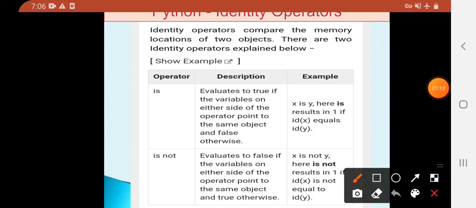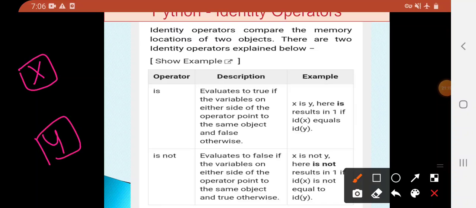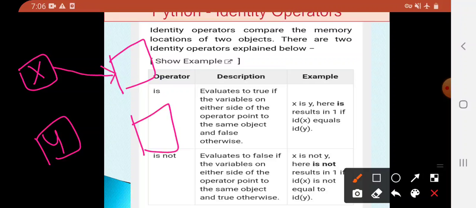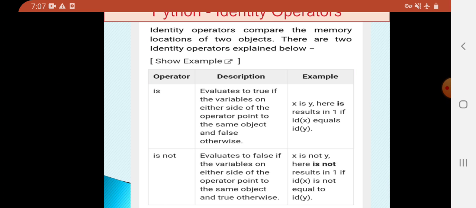Means if x is an object and y is an object with separate memory locations, x points to one memory location and y points to another, and both are different. In this case is not evaluates to true because they belong to different memory locations. Different objects belonging to different memory locations, that's why it evaluates to true, otherwise false. So these are the identity operators present in the Python programming language.